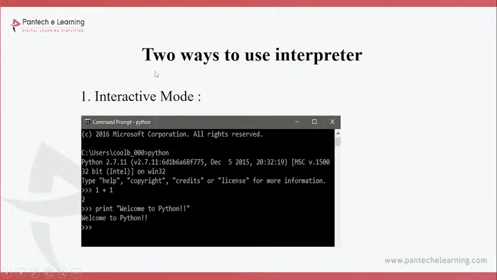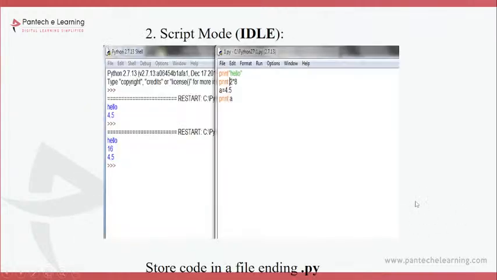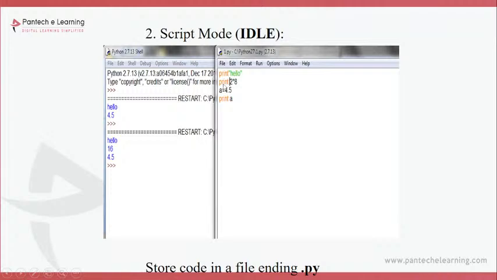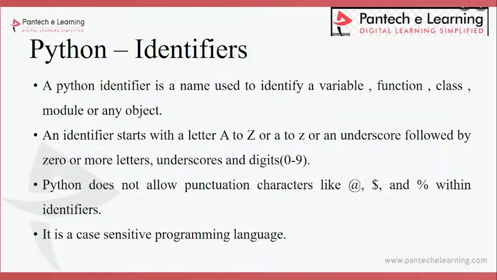In this we are using two ways to use interpreters: interactive mode and script mode. Interactive mode means we are using the command prompt, and it automatically prints the output. Script mode means first we save the file; here we write some program in a file, then save it, and after that the program will run. So two modes are there, interactive mode and script mode. Another one, Jupyter mode, is also there. Jupyter mode is used for script-by-script, line-by-line execution.